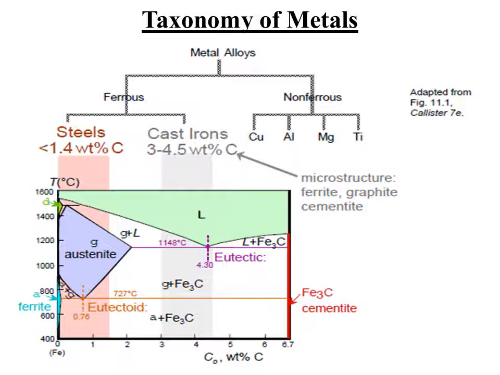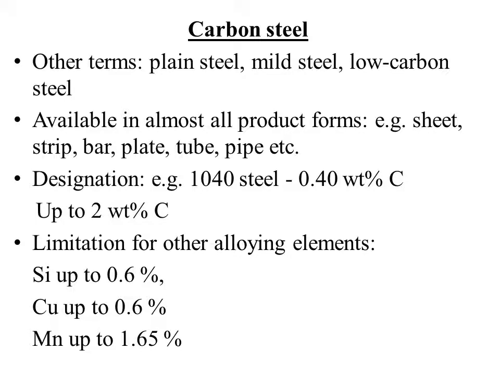Here you can see in this diagram, which we already saw, the iron carbon diagram. In the austenite state, the percentage of carbon from 0 to 1.4 is called steel, and when the composition changes from 3 to 4.5 it is called cast iron. So depending on the phase diagram, or depending on their phases and compositions, they have different names and different properties.